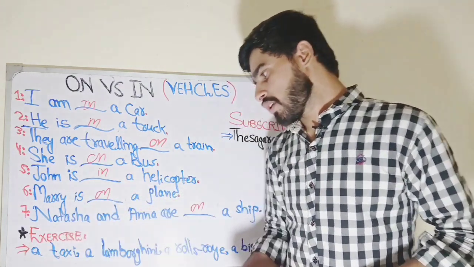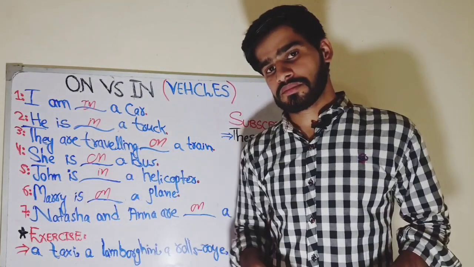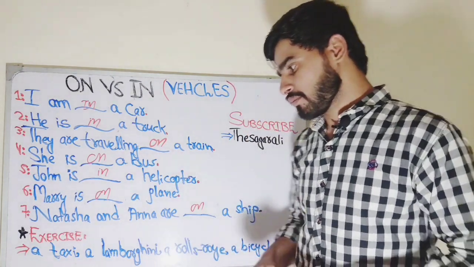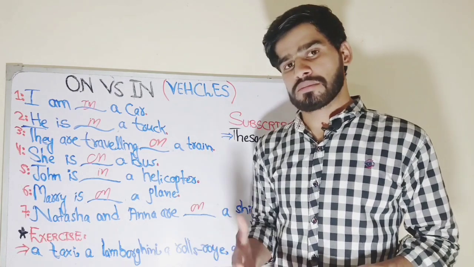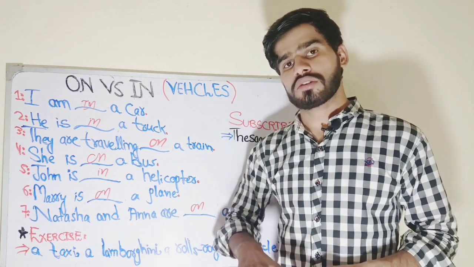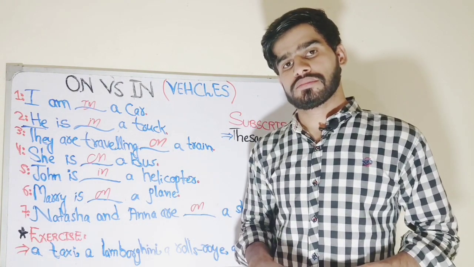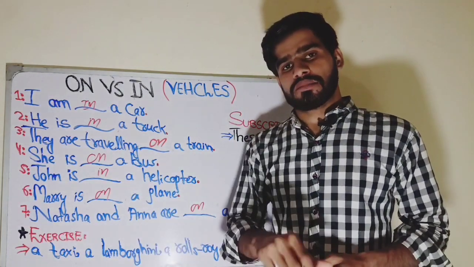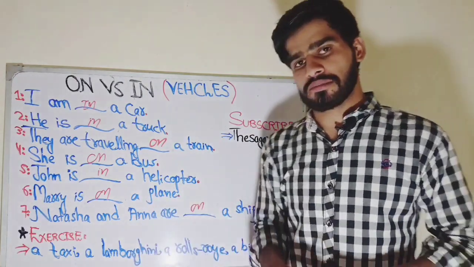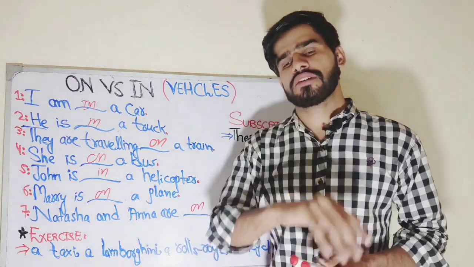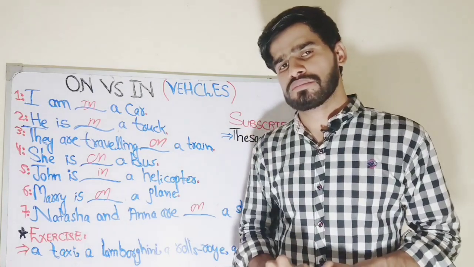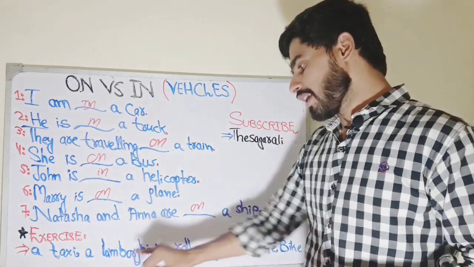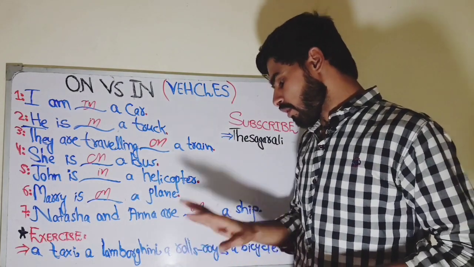At the end I have an exercise. You have to use it. A taxi. Use it. You just have 5 seconds. I am dash a taxi. On or in? The answer is in. I am dash a Lamborghini. On or in? Can you walk in a Lamborghini? No. So simply use in. In a Lamborghini. In a Rolls Royce.